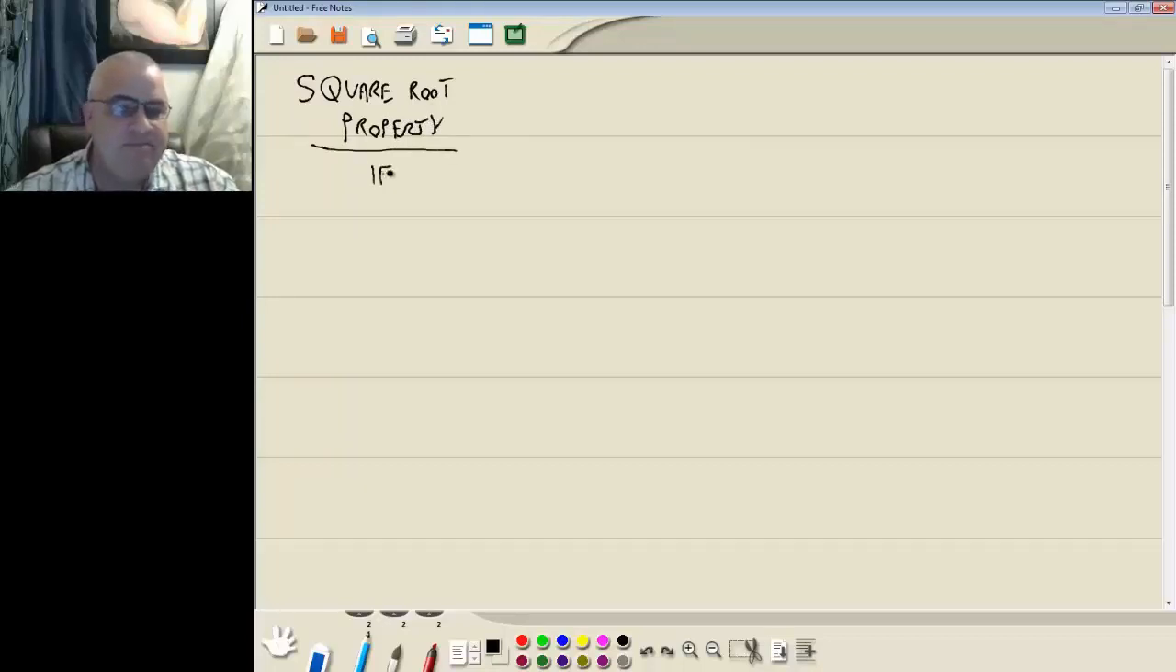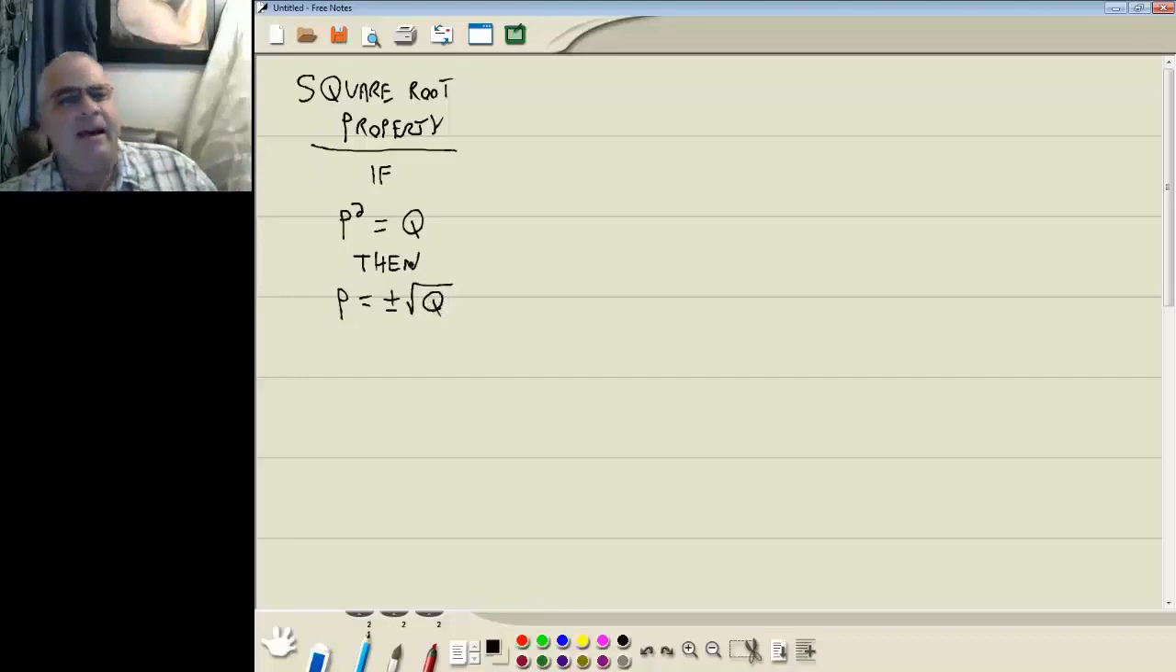Square root property. The square root property says if you've got something squared equal to something else, then you're going to drop the square and put a plus or minus square root around the other side. Now that's pretty vague, but it really is meant to be that vague. You could have a single variable, a binomial, a trinomial, anything, just as long as it's something squared equal to something else.